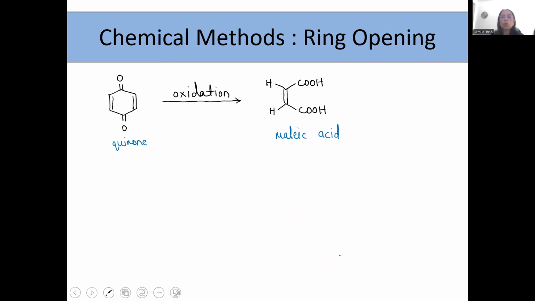Similarly, ring opening. Quinone upon oxidation gives maleic acid. It just cannot give fumaric acid because a 6-membered ring double bond can exist only in the cis form, and therefore maleic acid. The corresponding trans form is fumaric acid.